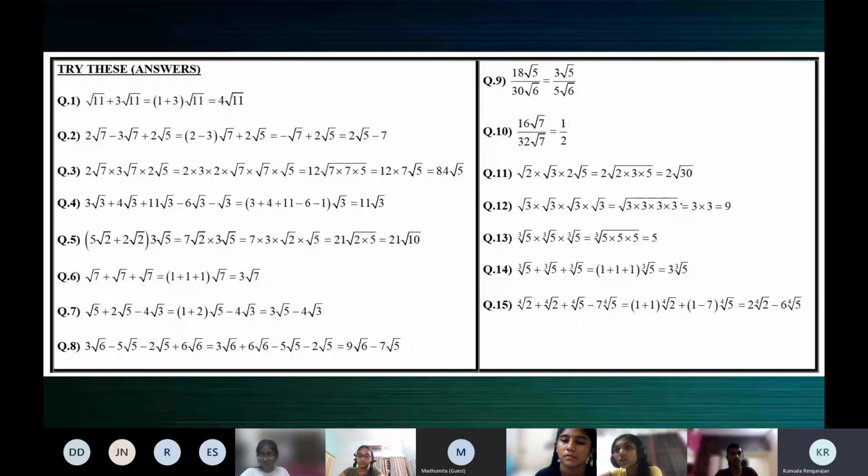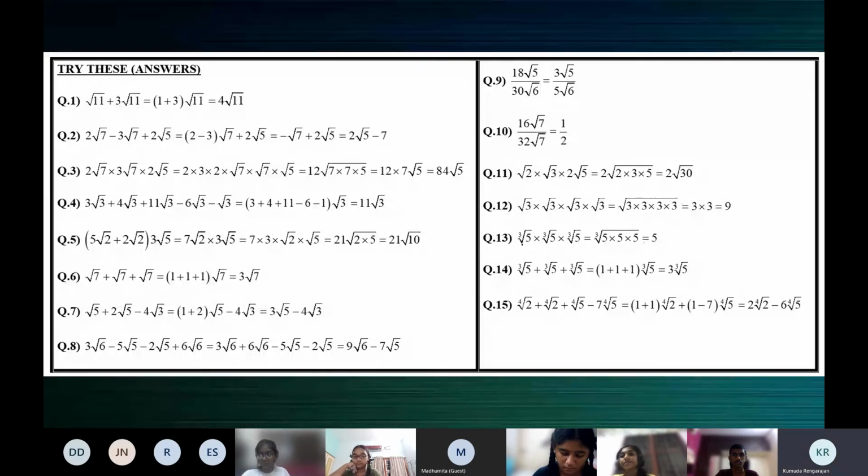You should not multiply. We'll get used to it. Here it is: cube root of 5 into cube root of 5 into cube root of 5. So it's cube root of 5 into 5 into 5. Do we understand that?